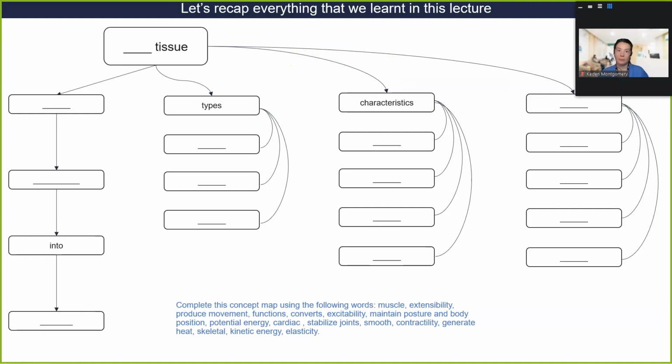All right, you can use this concept map, wow, look at it, to recap everything that you have learnt in this lecture.